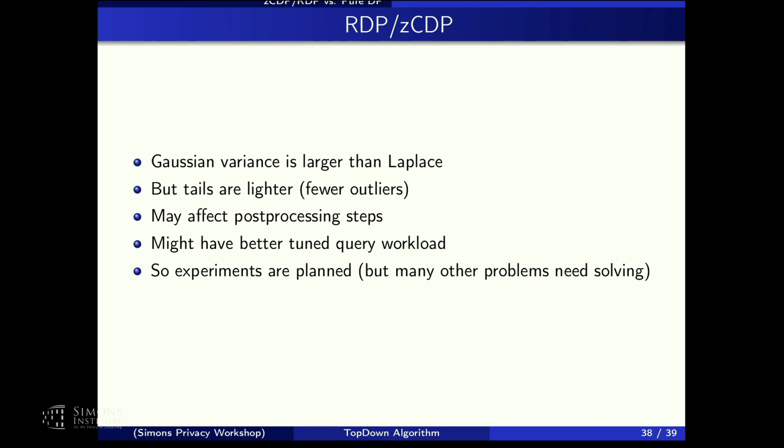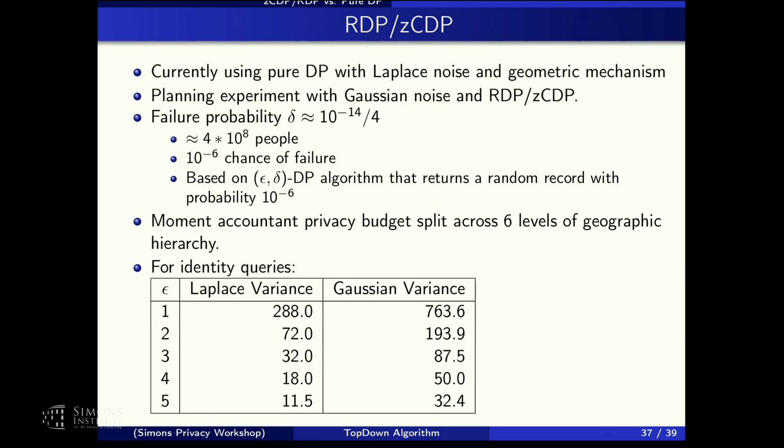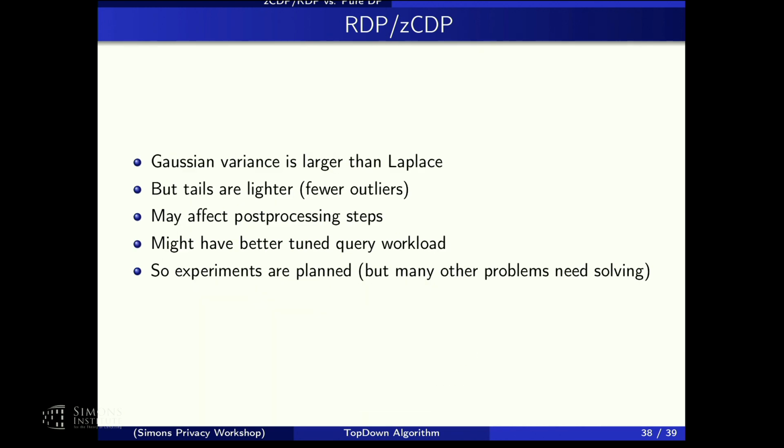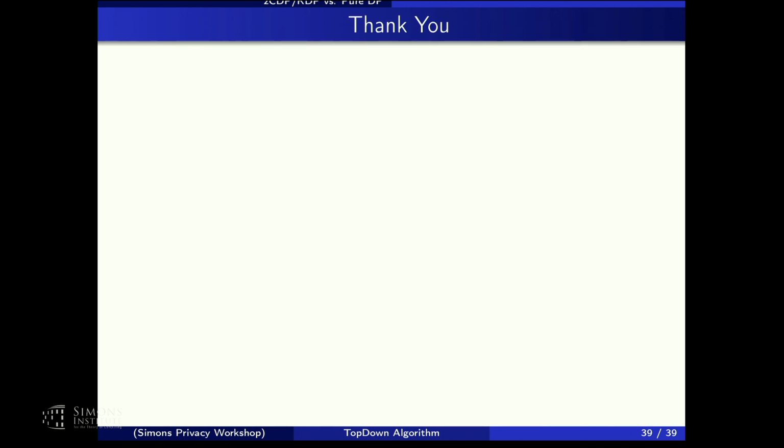Another possibility is that the query workload might be better tuned for RDP than for Laplace noise, because we'd be looking at L2 sensitivity instead of L1 sensitivity. So we are planning experiments. The numbers say we're not too optimistic, but something could improve. And of course, we also have a lot of other things to do, so I don't know the time frame for getting these done. Okay. So we have lots of time for questions.